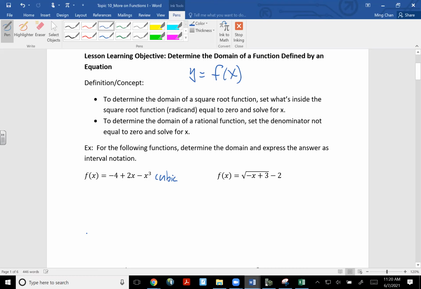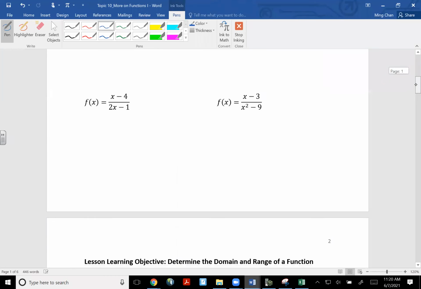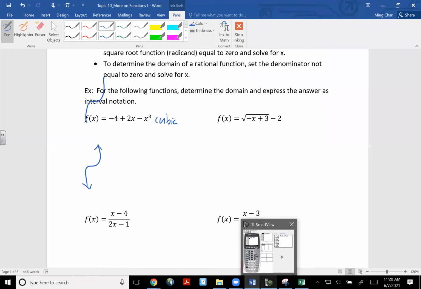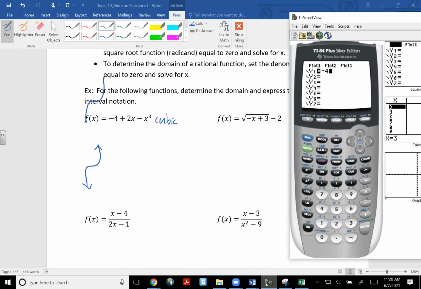So this must be the cubic function. I already know the basic cubic function looks something like this, right? So if I graph negative 4 plus 2x minus x to the third, it looks something like this. By looking at this picture, what is the domain?